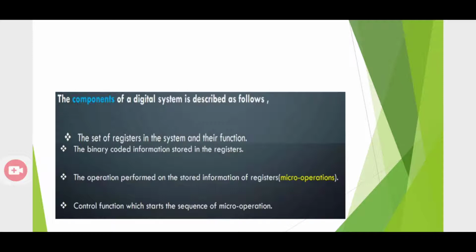So the components of a digital system is described by using a set of registers, binary coded information, and the micro operations along with the control function which starts the sequence of micro operations.